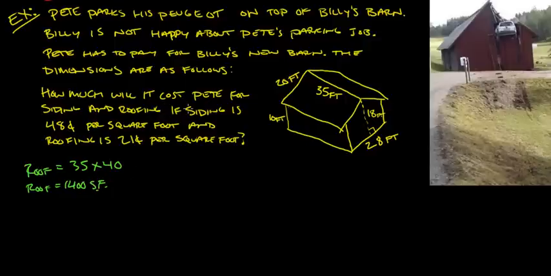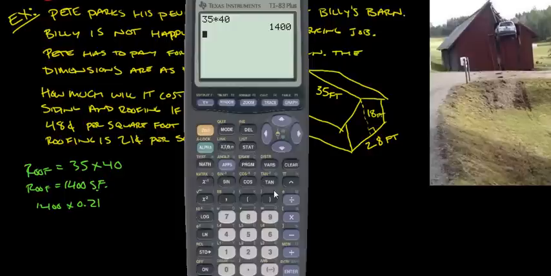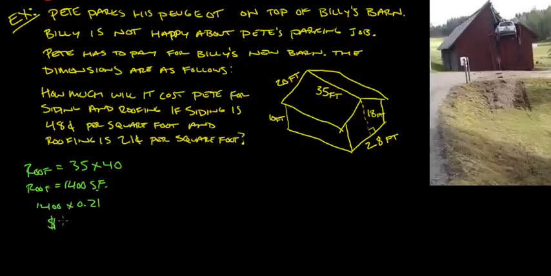So roof equals 1,400 square feet. And really we have to multiply that by 21 cents per square foot, right? So 1,400 times 0.21. So multiply that by 0.21. And just for the new roof, it's going to be $294. It's pretty good for a roof.